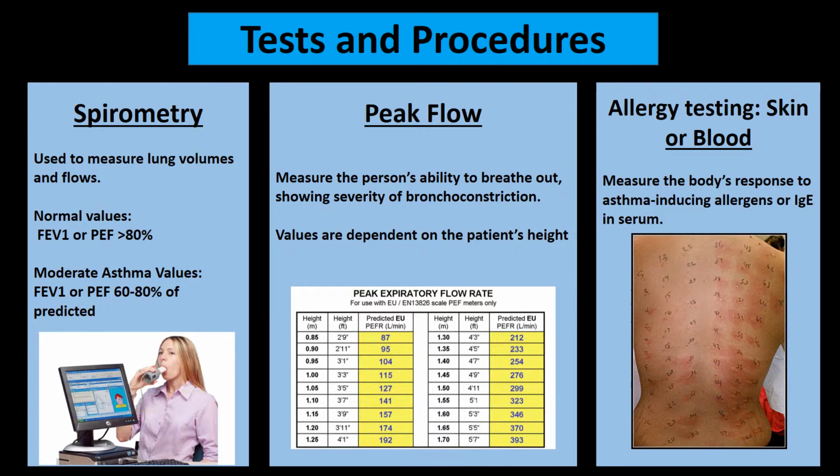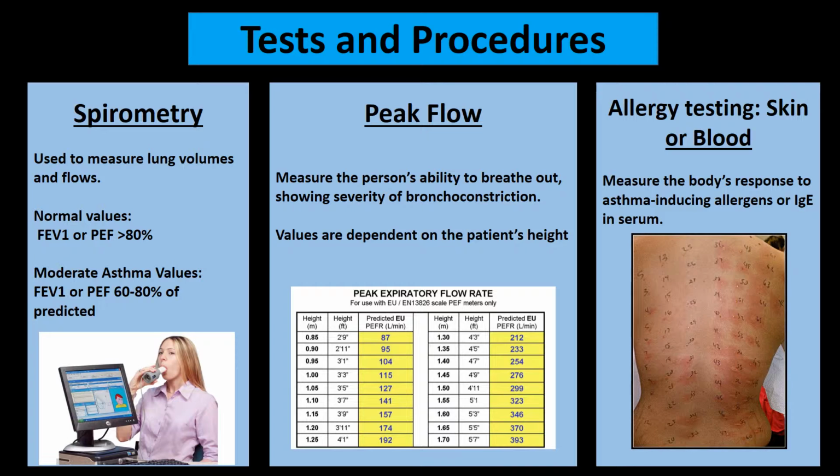These are the common tests and procedures used to either diagnose asthma or show the severity of an asthma attack. Spirometry is used to measure the lung volumes and flows. So normal values for the forced expiratory volume in 1 second or peak expiratory flow should be greater than 80%. However, someone with moderate asthma will have an FEV1 or PEF of between 60 and 80% of the predicted value, which would show an obstructive lung disease like asthma.